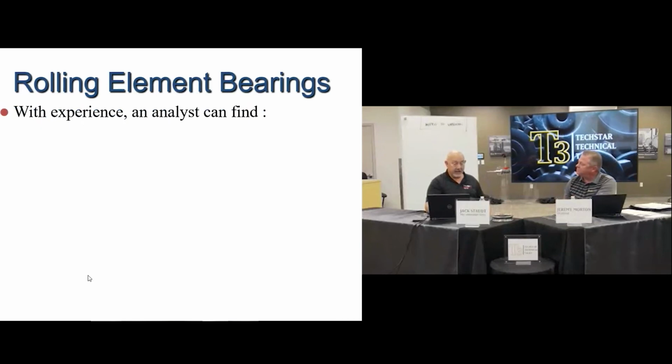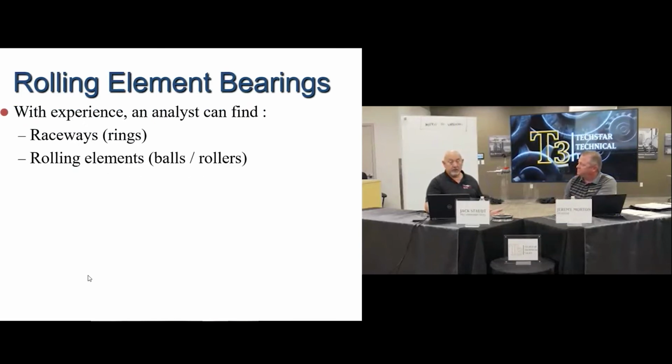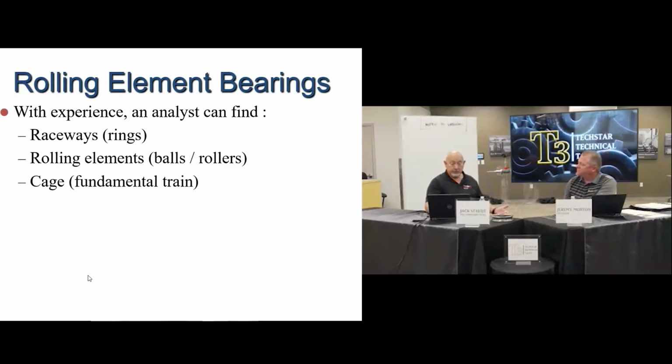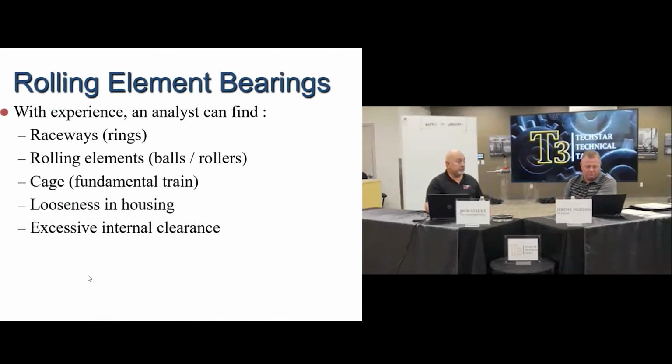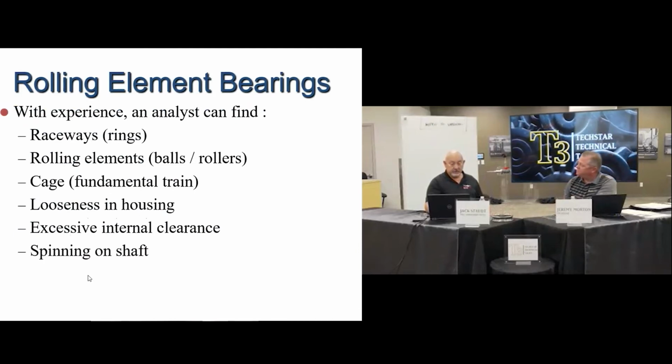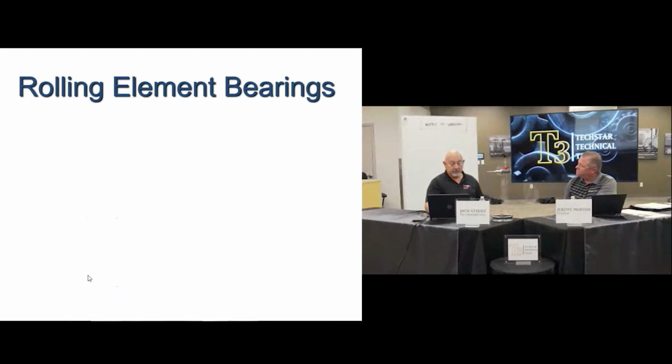With experience, an analyst can find races, outer race, inner race problems, ball roller problems, cage, or what we call fundamental train, looseness in housing, excessive internal clearances, spinning on shaft, misaligned bearing, and lack of lubrication. Lubrication could be over or under.